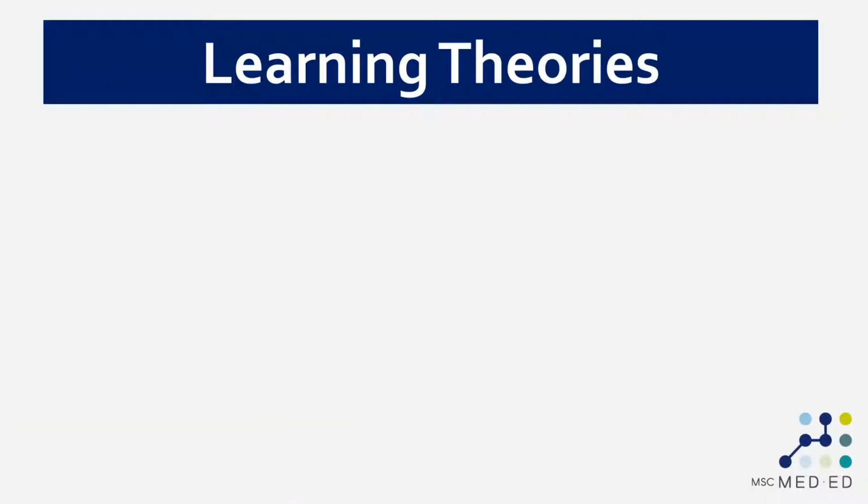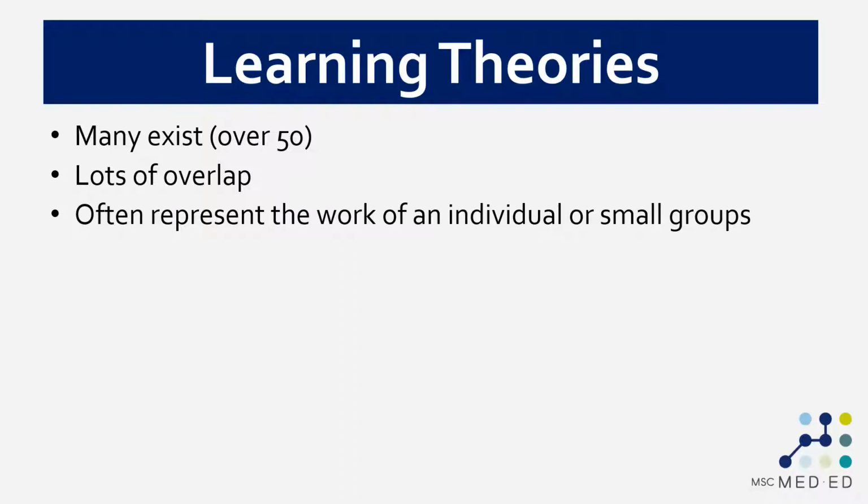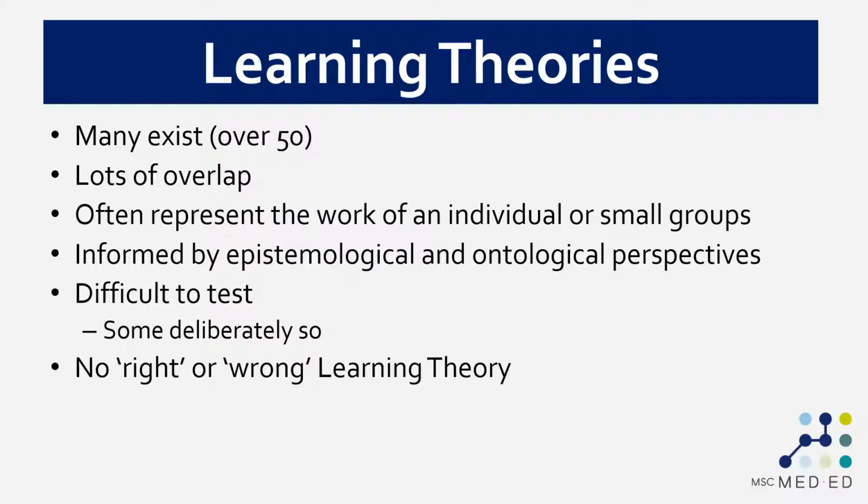First though, we need to talk a bit about generally what a learning theory is. There are lots of learning theories, over 50. Many of the learning theories overlap, and they often represent the work of an individual or small groups. They're informed by epistemological and ontological perspectives. We describe what those are in a separate video when we talked about pragmatism. Many of the learning theories are difficult to test, and I'll come on to why that is in a second. Some of them are deliberately so, and that means that there's no right or wrong learning theory. It's not true to say that one theory is even necessarily better than another.